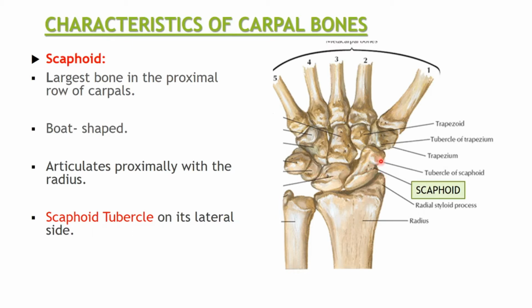It articulates proximally with the radius. On its lateral aspect, on the palmar side, there is a tubercle present on the scaphoid, called the tubercle of the scaphoid. So these are the features of the scaphoid bone. It articulates proximally with the radius, it has the shape of a boat, and it is the largest among the first row bones.